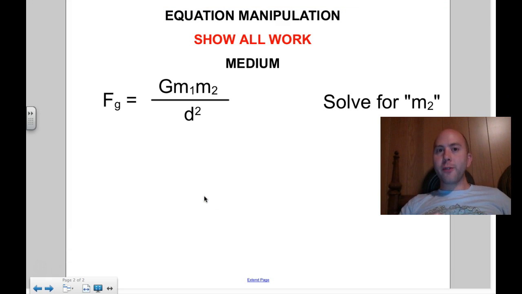Okay, welcome back for the second example. So this is a medium equation manipulation problem. It's still really simple, I think. There's just a few more steps involved.